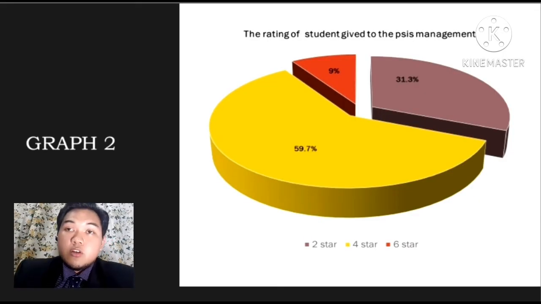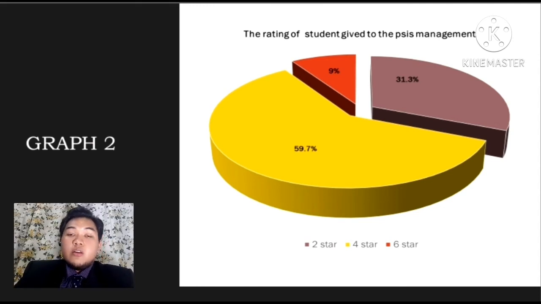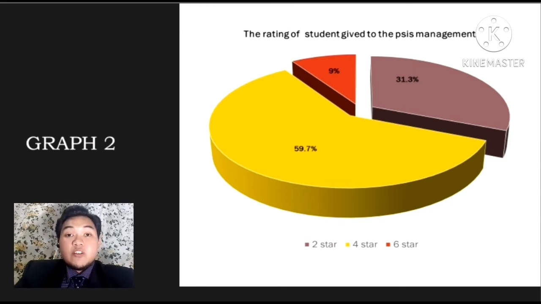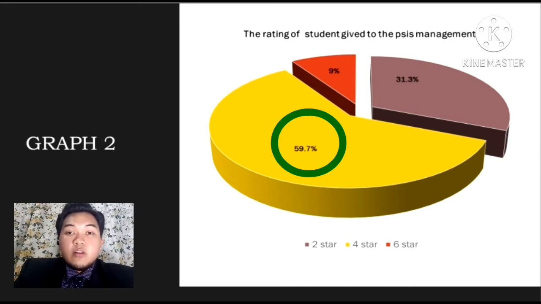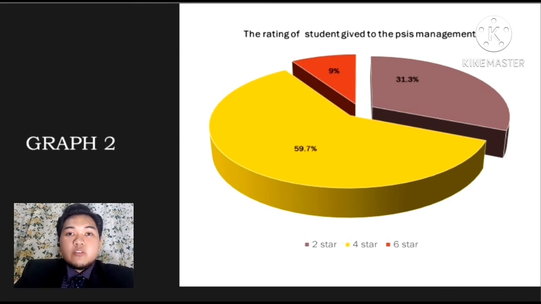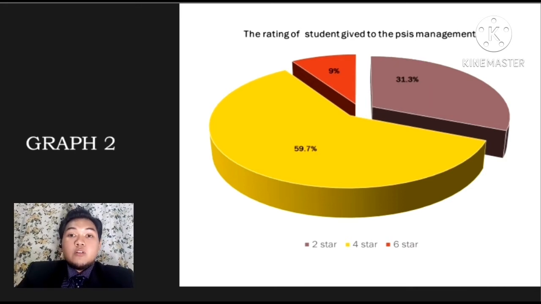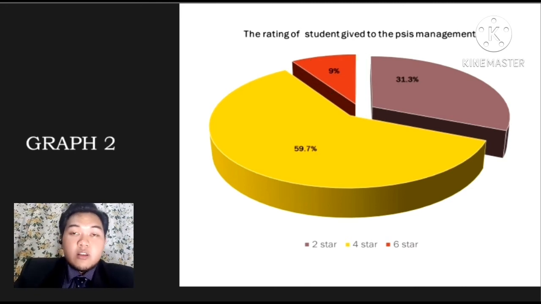Graph number 2 shows the rating students give to the Psis management. The survey shows the data we have collected from the students of Polytechnic Sultan Idris. As you can see from the chart, a large majority, 59.7% of students, give 4 stars to the Psis management. Something positive from the result we get. Besides that, some students, 31.3%, give 2 stars, and only 9% of students give a 6 star rating to the Psis management.